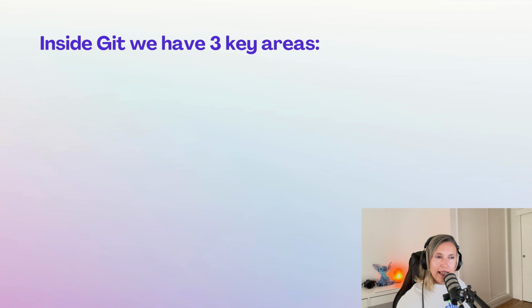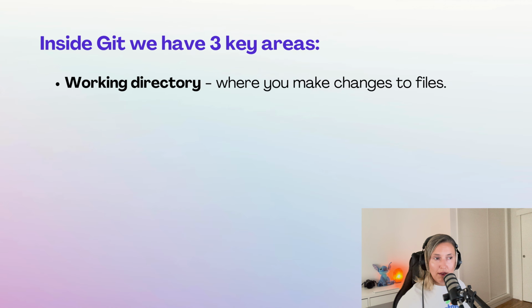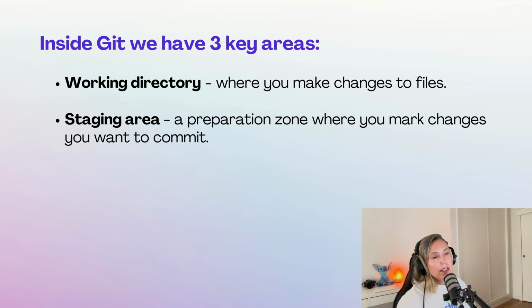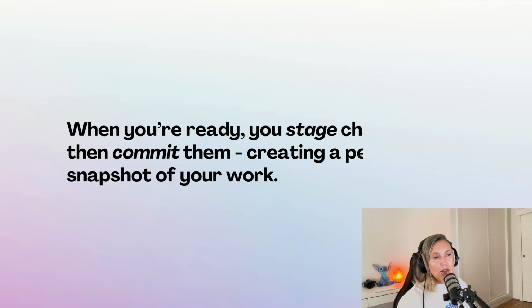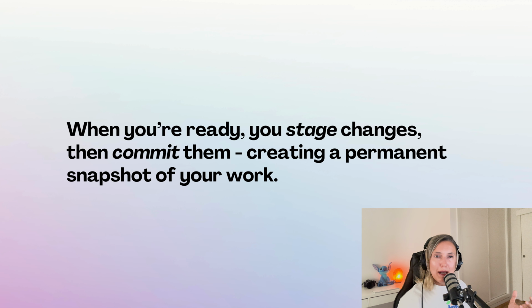Inside Git, we have three key areas. The first one is the working directory. This is where you make changes to your files. We then have the staging area, which is a preparation zone where we mark changes we want to commit. And the repository is the database of all the committed snapshots that make up our project's history. So when you're ready, you stage these changes and then you commit them, creating a permanent snapshot of your work.